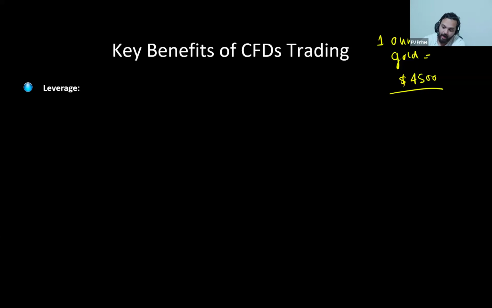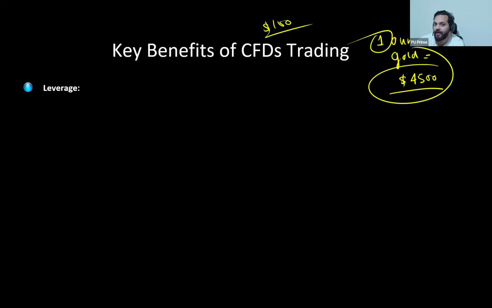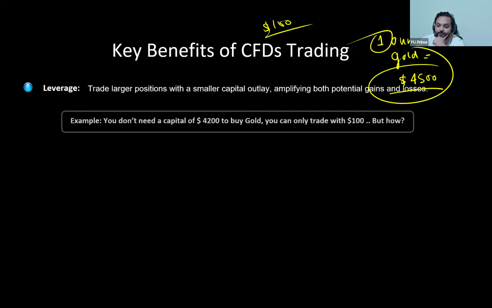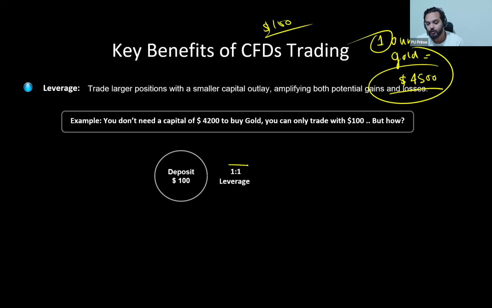Now, I can buy more than 1 ounce of gold with $100. I can do that. What's the idea? The idea is something called leverage. So what is leverage? Let me give you an example. If you deposit $100 in your trading account, the broker is going to give you some choices.